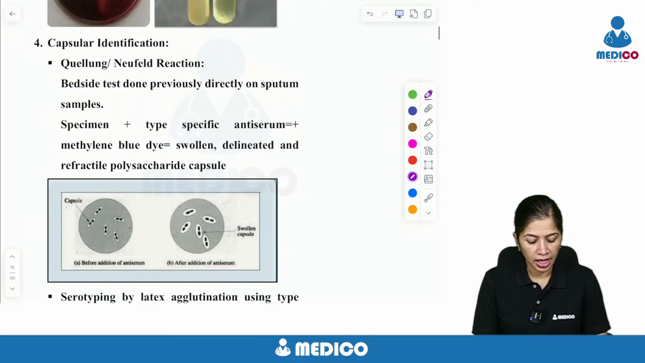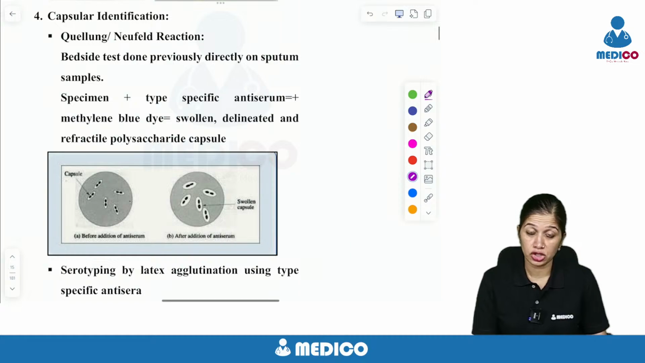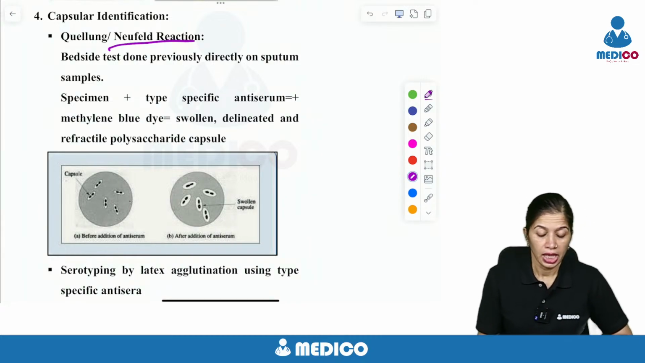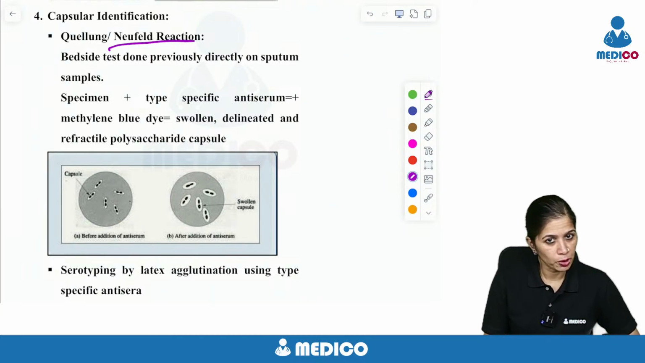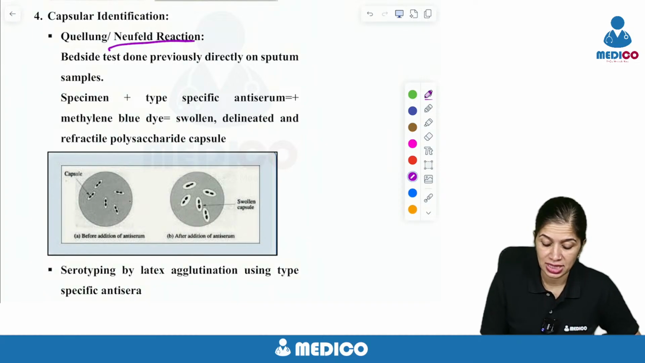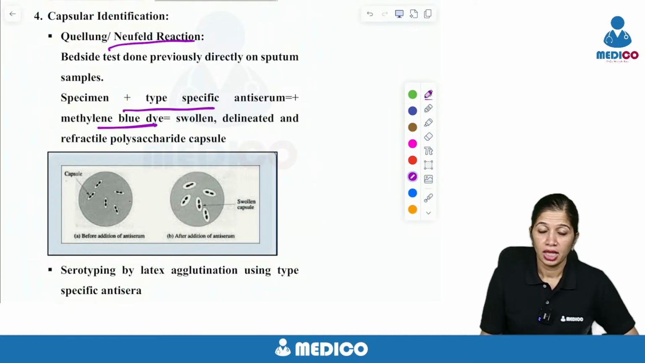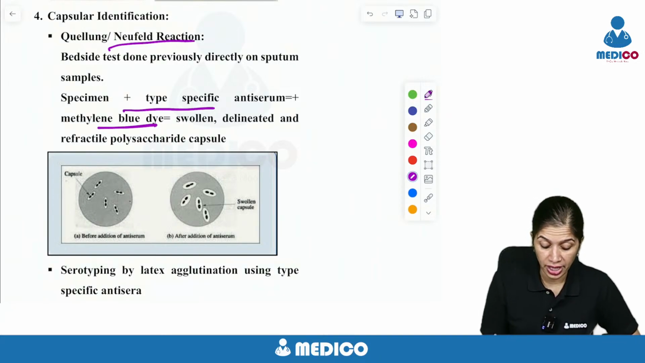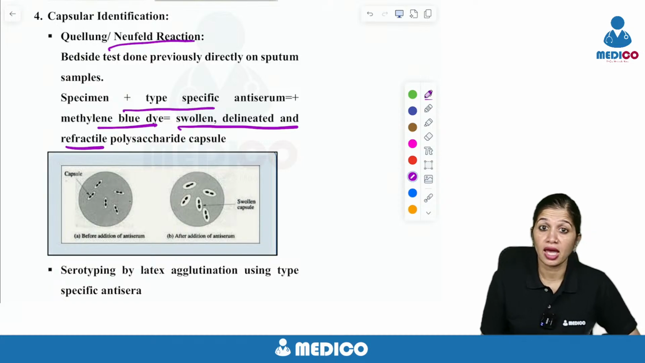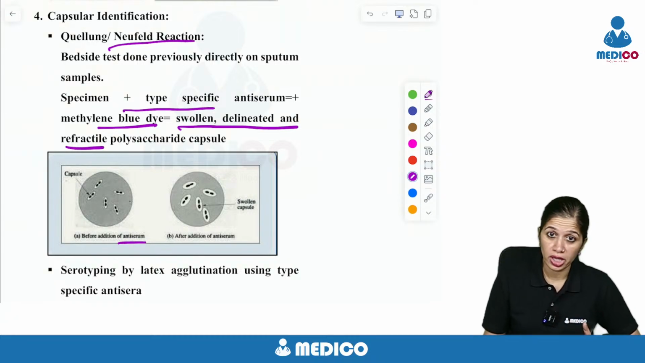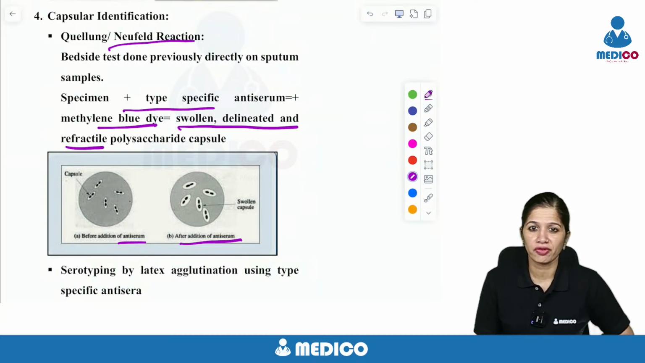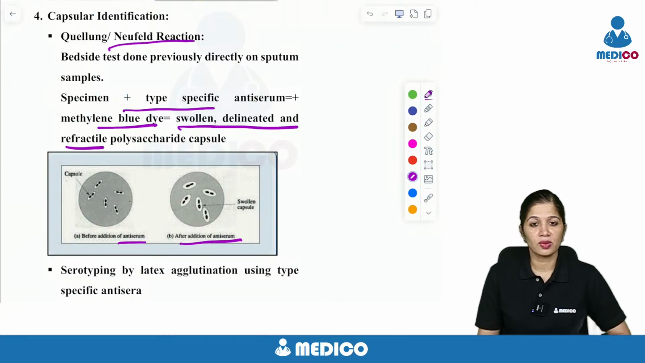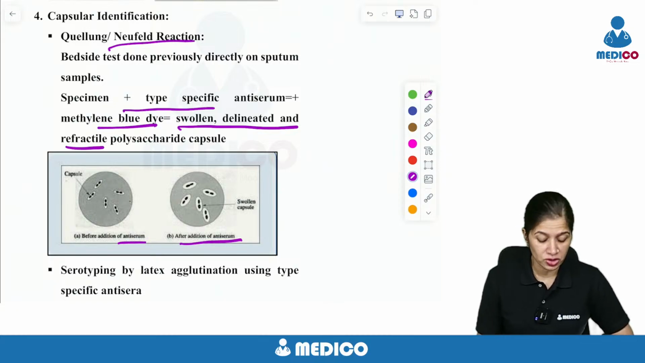Then comes the capsular identification, that is the Quellung reaction, or like I said, the Neufeld reaction. It's a bedside test that was previously done directly on the sputum samples. What you do is you take the sputum sample and add a type-specific antiserum together with methylene blue dye. Then the capsule gets swollen, refractile and sharply delineated, and that is how you can make out the polysaccharide capsule. See, before the addition of antiserum, there is no capsular swelling. But after the addition, you can make out that the capsule has swollen, okay, and it's sharply refractile and delineated. So this is a test that will help to demonstrate the polysaccharide capsule of Streptococcus pneumoniae.